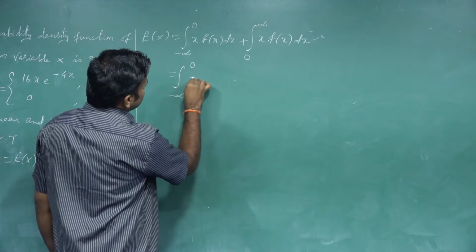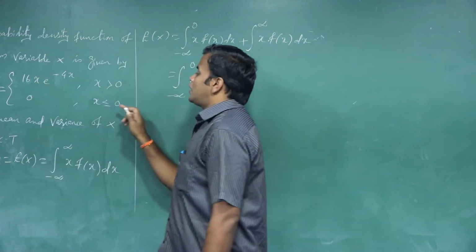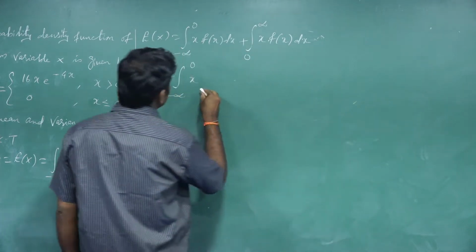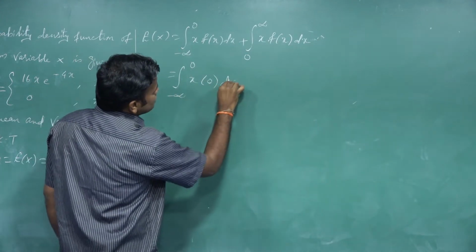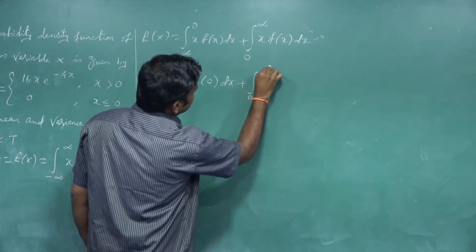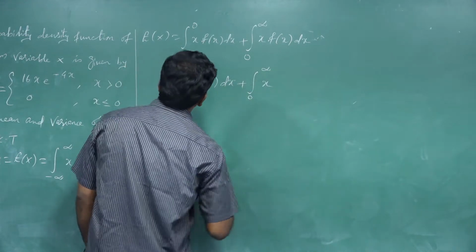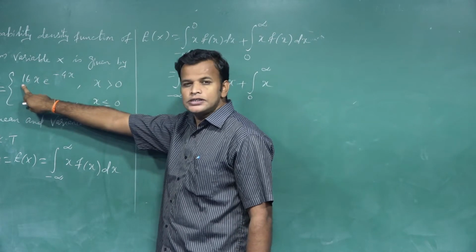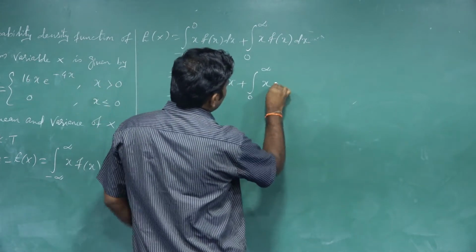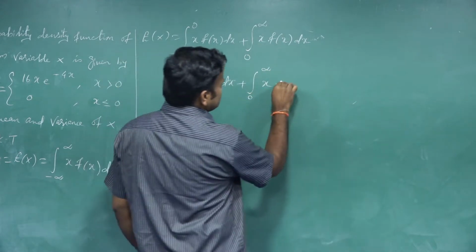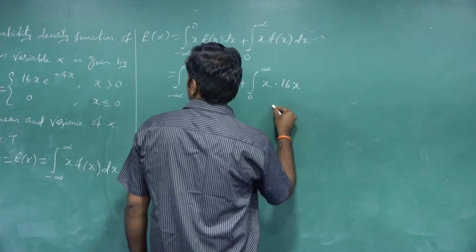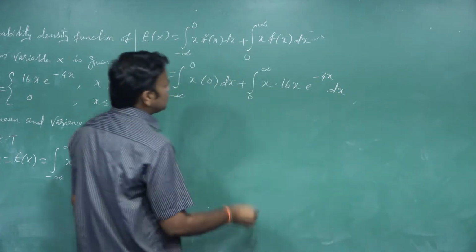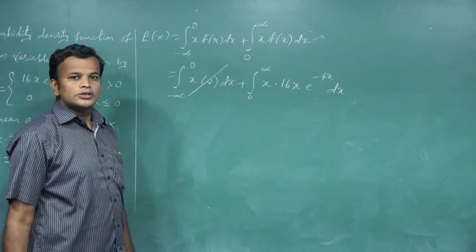Minus infinity to 0. You see the question: when x is less than or equal to 0, f of x is defined as 0. So in this interval, the f of x value is 0, plus the integral from 0 to infinity of x. When the value of x is more than 0, the f of x value is defined as 16x. Already one x is there. The value of f of x is 16x e power minus 4x into dx. 0 to anything is always 0.